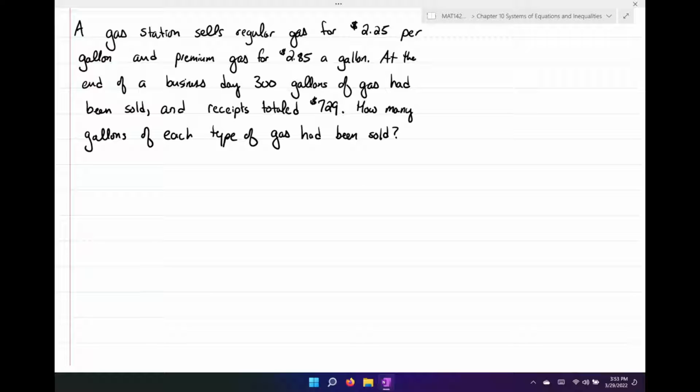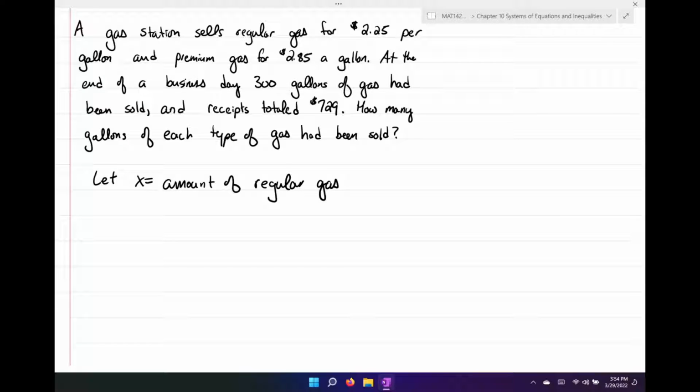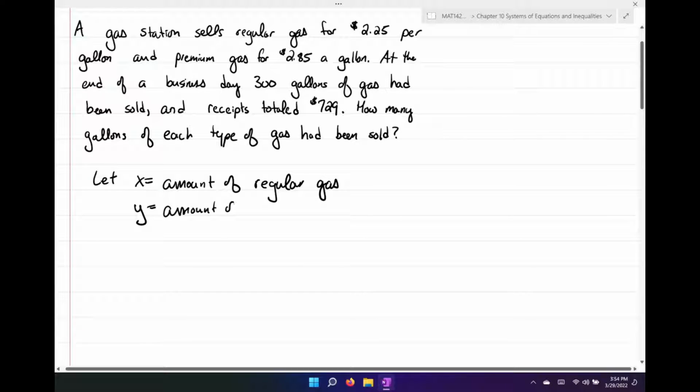So let's go ahead. We're going to let x equal the amount of regular gas. We're also going to let y equal the amount of premium gas. And here's what we know. These two amounts have to total up to 300 total gallons, because that's how many we sold that day.